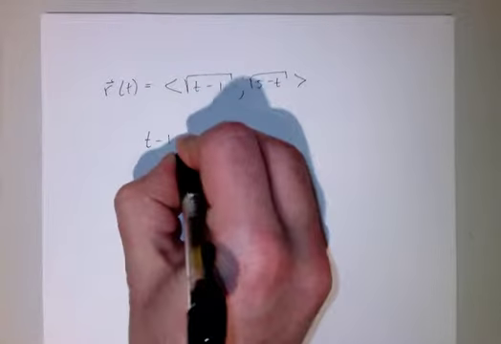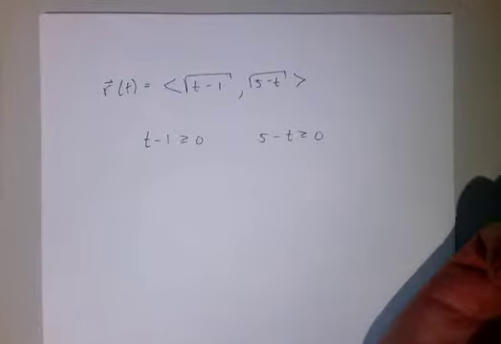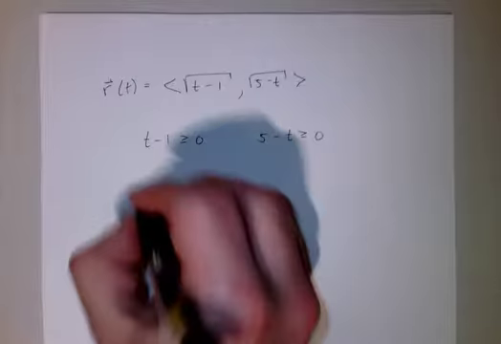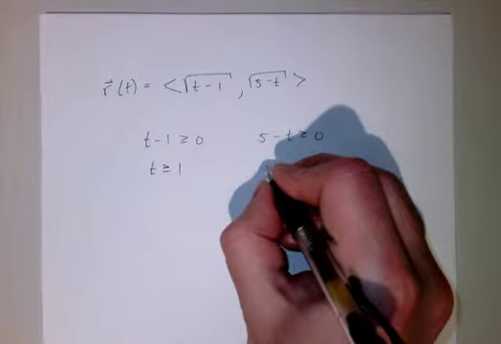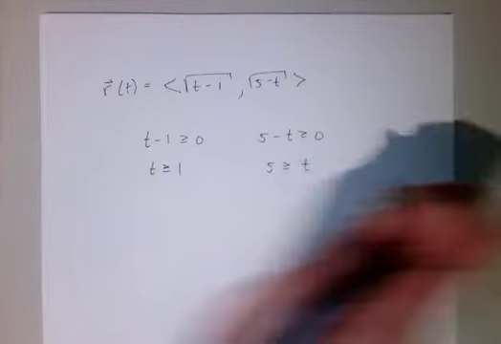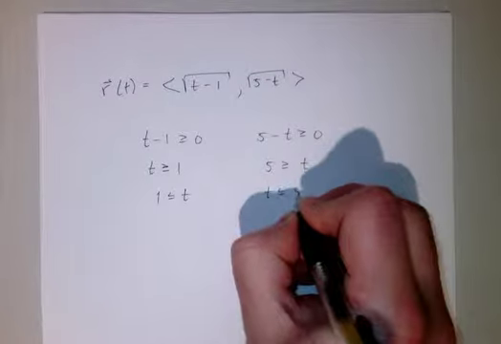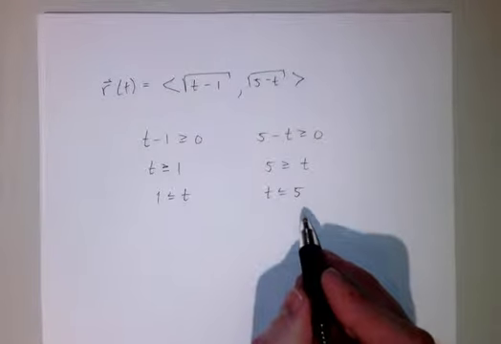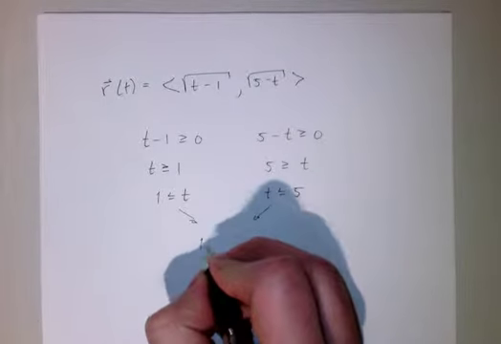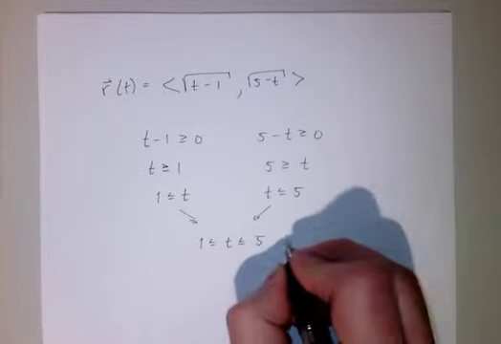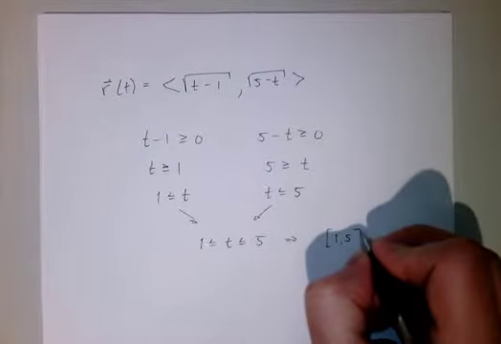We know that t minus 1 needs to be greater than or equal to 0. And we know 5 minus t needs to be greater than or equal to 0. Basically, the radicand can't be negative. So let's just add 1 to both sides. Let's just add t to both sides. And let's turn both of these around, and you'll see why in just a second. If both of these have to be true, then we're looking for the intersection. It's an and. And of course, that means this can be folded together, creating a three-part inequality. But it can also be put in interval notation from 1 to 5.